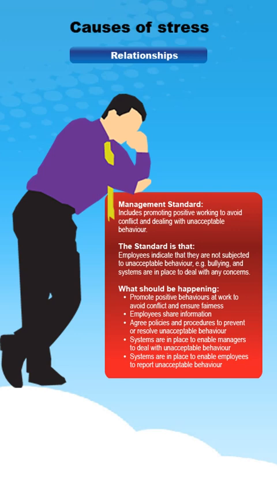What should be happening? Promote positive behaviors at work to avoid conflict and ensure fairness. Employees share information. Agree policies and procedures to prevent or resolve unacceptable behavior. Systems are in place to enable managers to deal with unacceptable behavior. And also, systems are in place to enable employees to report unacceptable behavior.